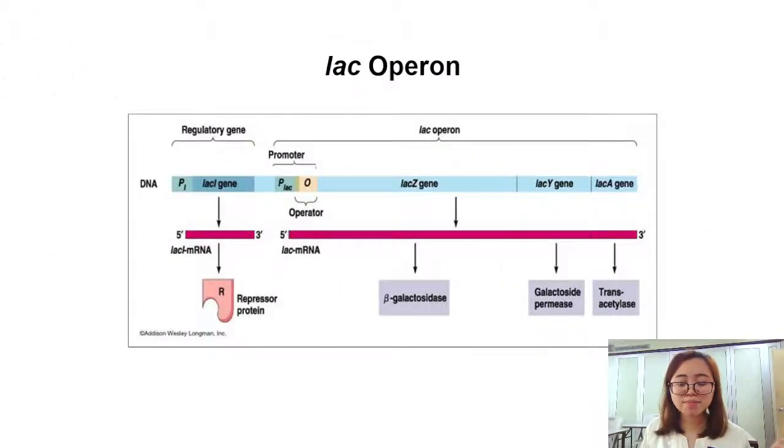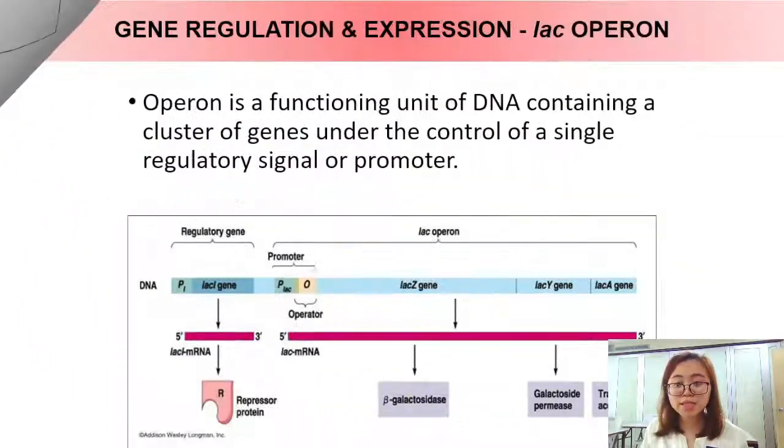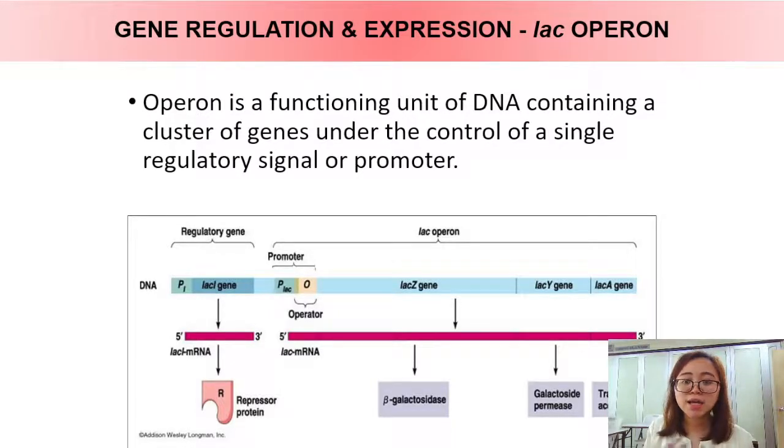So this is basically what an operon is. To look at it more closely, an operon is a functioning unit of DNA containing a cluster of genes under the control of a single regulatory signal or promoter. Dalam arti kata lain, apa itu operon? Operon adalah sekumpulan gene atau satu cluster gene di bawah kawalan satu promoter ataupun regulatory signal.